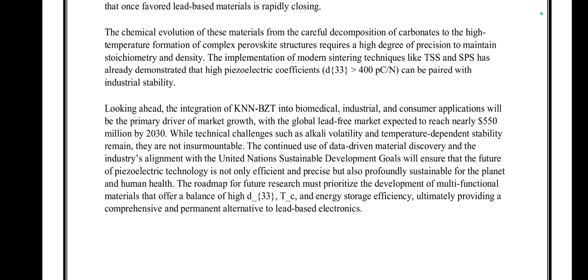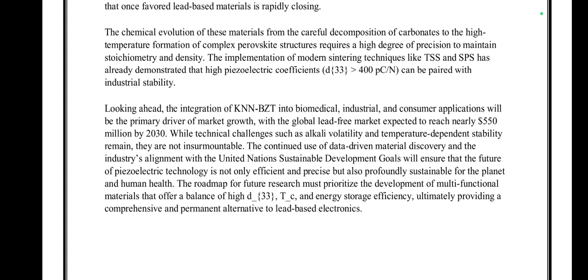Looking ahead, the integration of KNN-BCT into biomedical, industrial, and consumer applications will be the primary driver of market growth, with the global lead-free market expected to reach nearly $550 million by 2030. While technical challenges such as alkali volatility and temperature-dependent stability remain, they are not insurmountable.